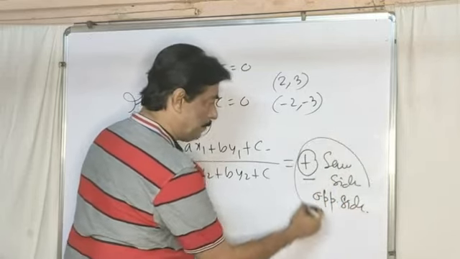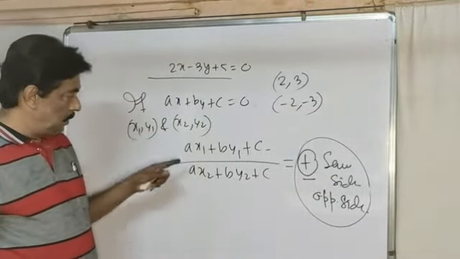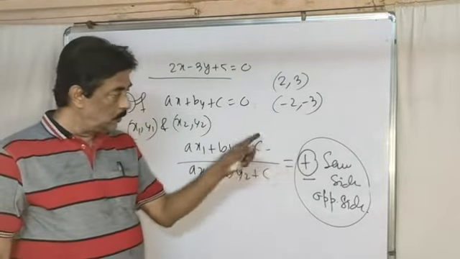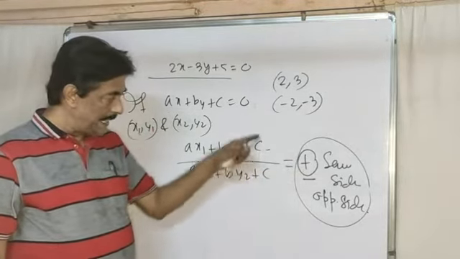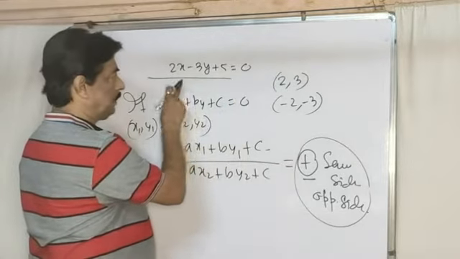The rule should be remembered. Put x1, y1 in this equation, and put x2, y2 in this equation. If the ratio is positive, the two points are on the same side. If the ratio is negative, the two points are on opposite sides. Just observe. Now put x equal to 2, y equal to 3.